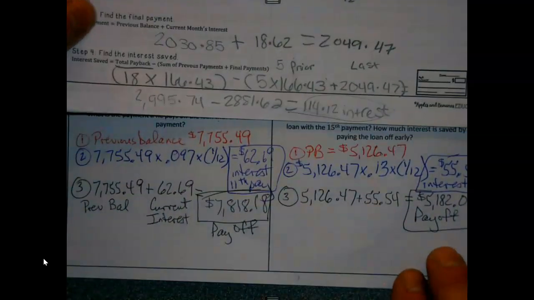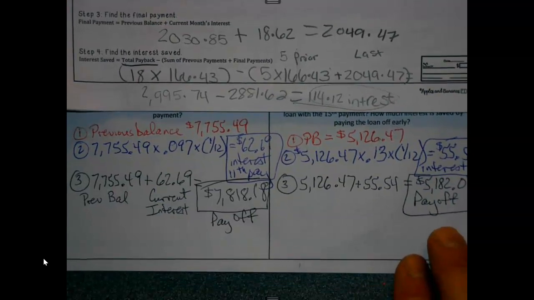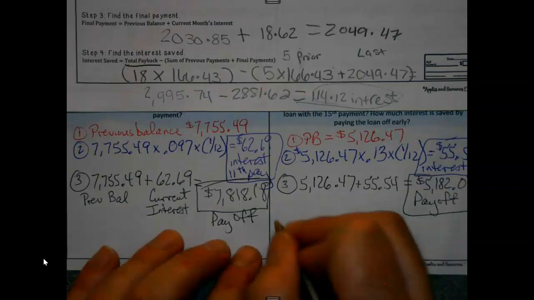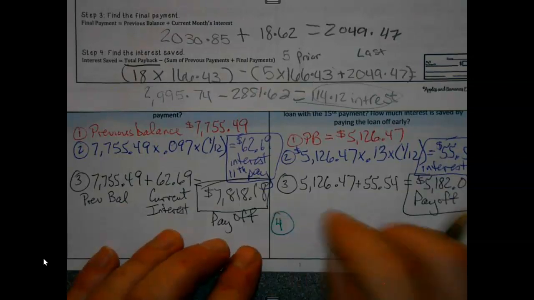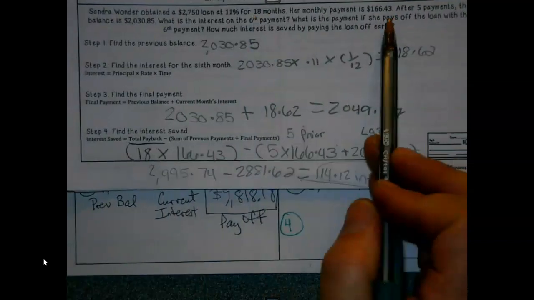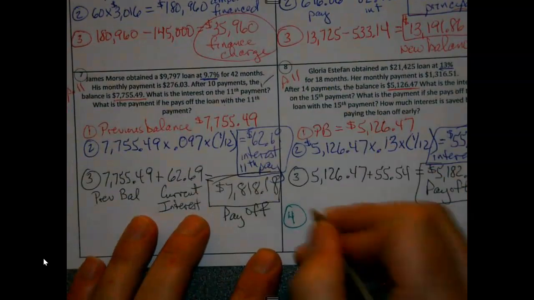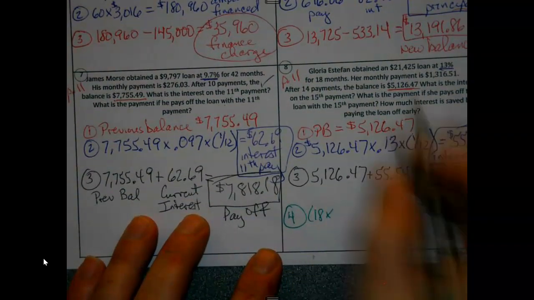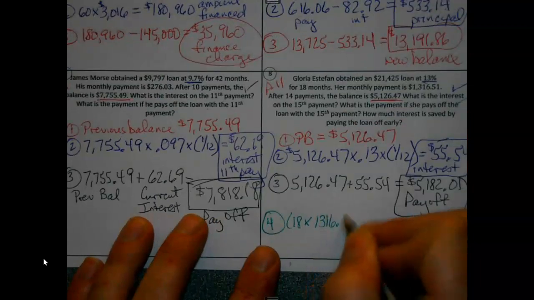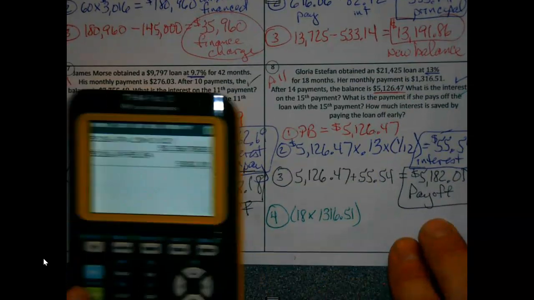Back to the help one more time here. Okay, interest saved. The total that you pay back minus these things. Okay, so this person had an 18-month loan paying this every month. So that's my first part. So here, 18-month loan times my monthly payment. That's kind of a chunky number.